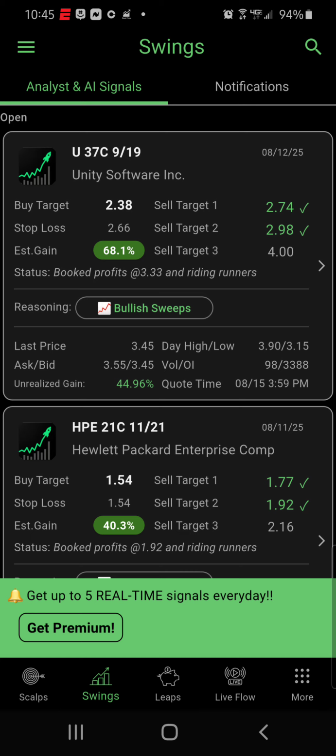And all the stuff under that reasoning is a bullet sweep. Last price is saying when that market closed at 4 p.m. Friday, that contract was worth $345. So that's $106 worth of you having. And look, it says day high and low.